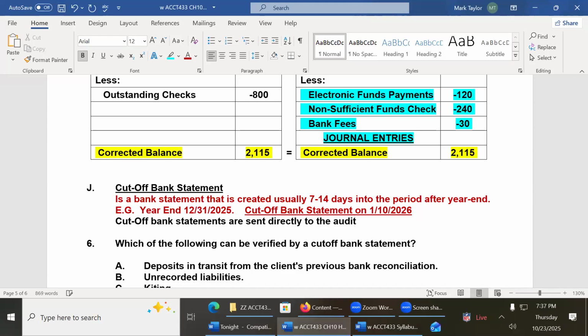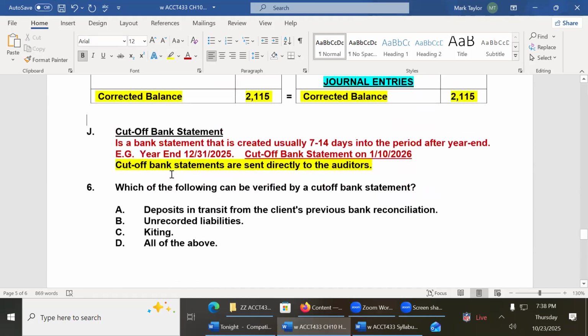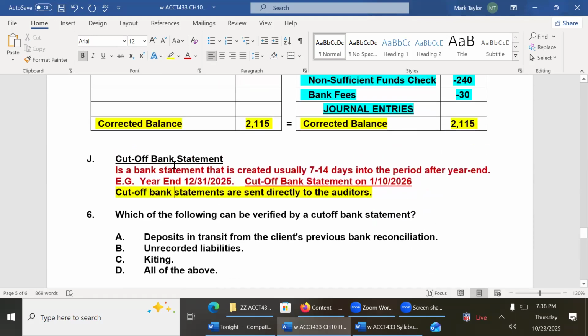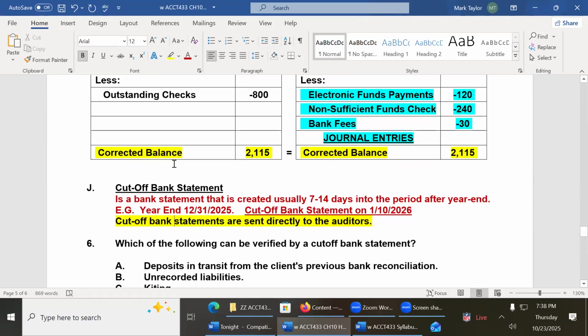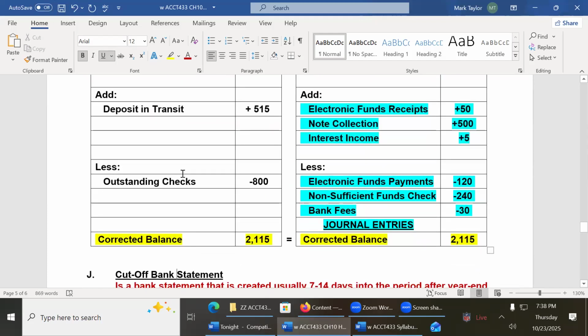And again, this is another absolutely common practice, cutoff bank statements. They're sent directly to the auditors. And what they will have then is an idea of what items to basically verify, oftentimes the things that are on the bank reconciliation, but there's other things they can find too, and we'll talk about those.